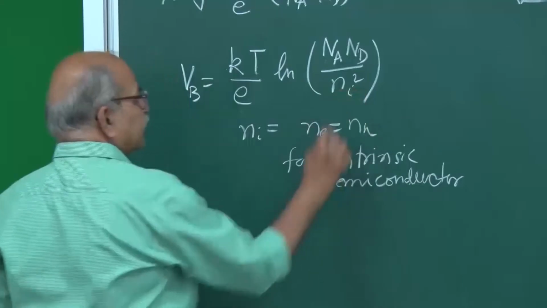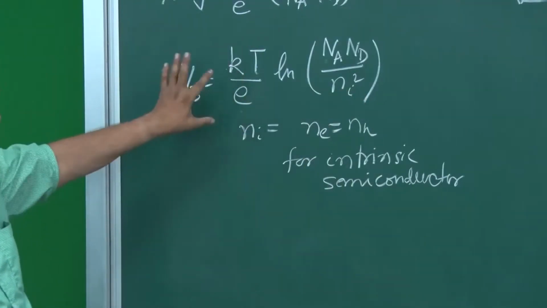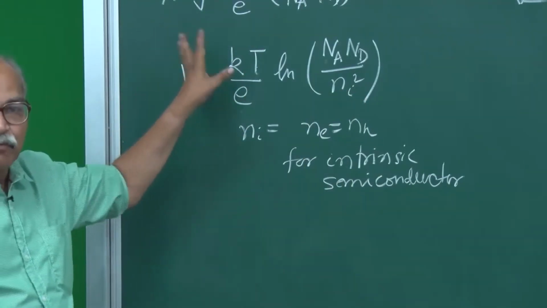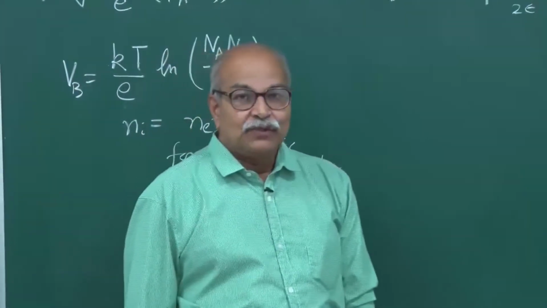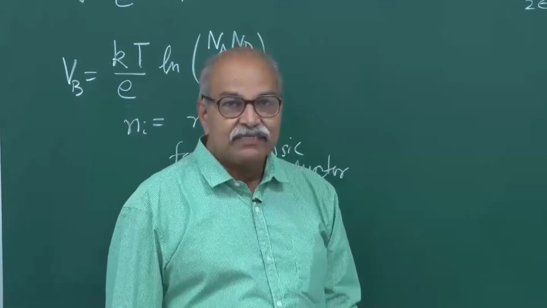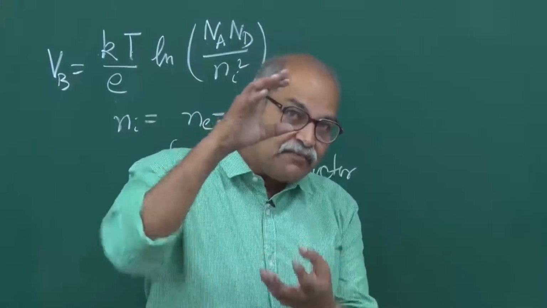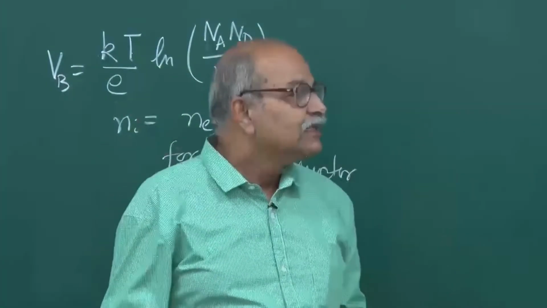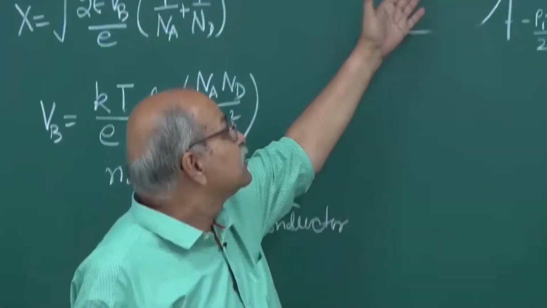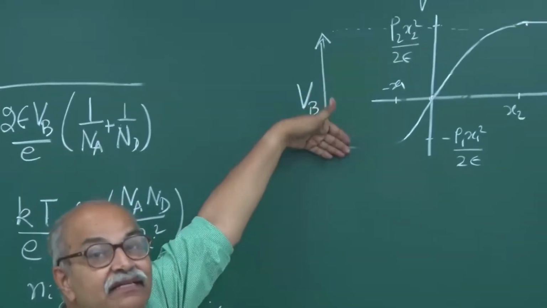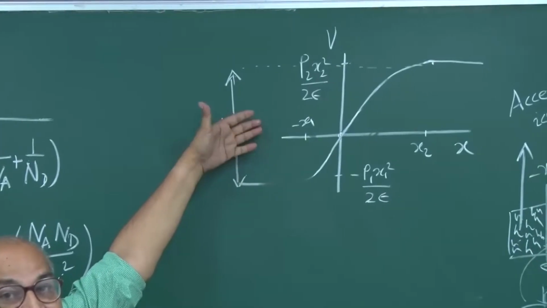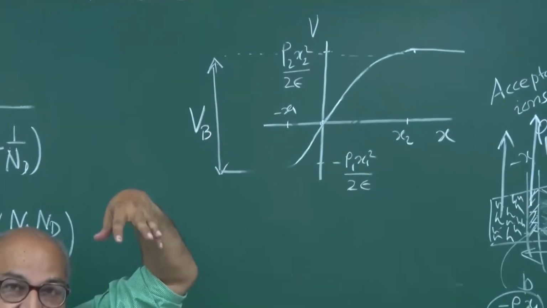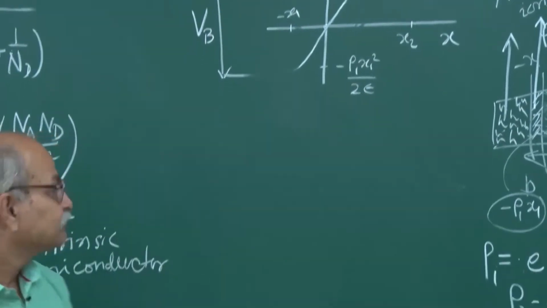So that is this Ni. So this gives you this expression for Vb. All right. So the next thing I will take up is the energy band diagram of this semiconductor, this p-n junction, and the effect of this internal potential difference that is created on the energy band diagram.